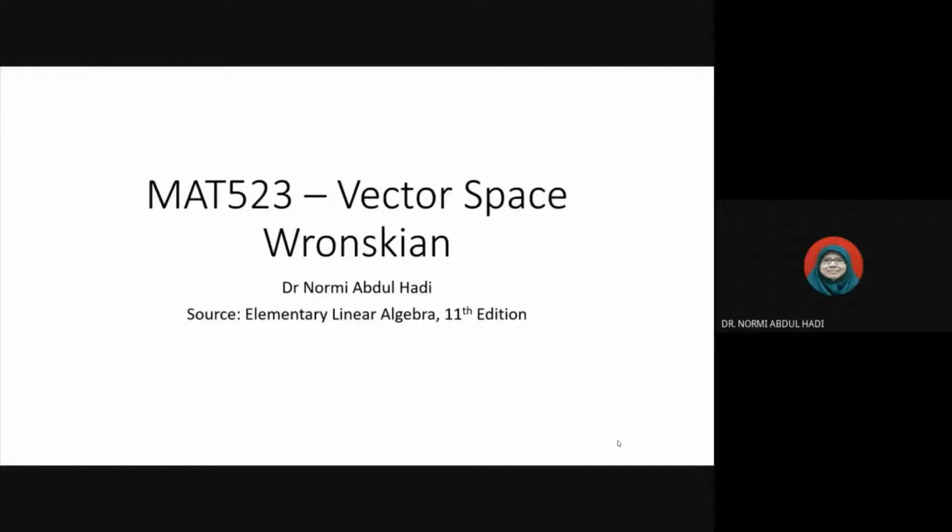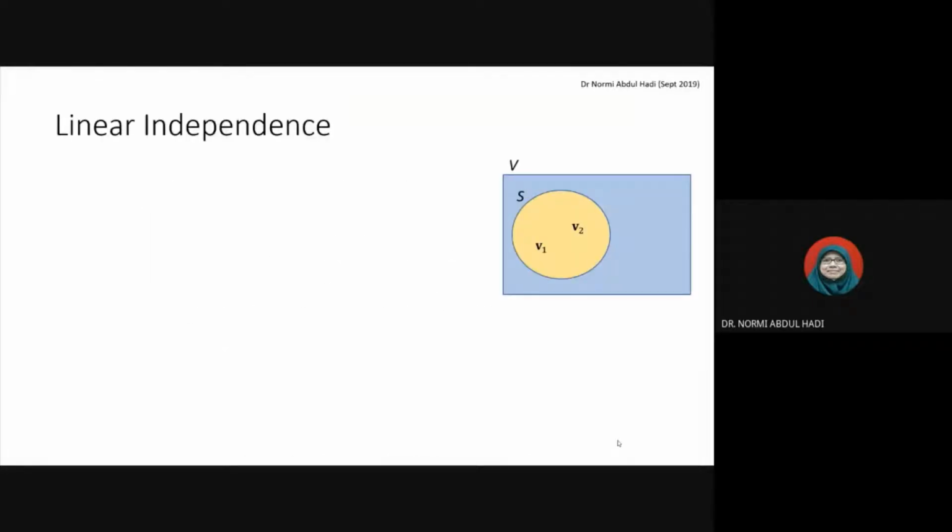One subtopic in vector space: the Wronskian and linear independence of functions. So what is linear independence? Let's say we have a vector space V, and then we have a set S of two vectors.